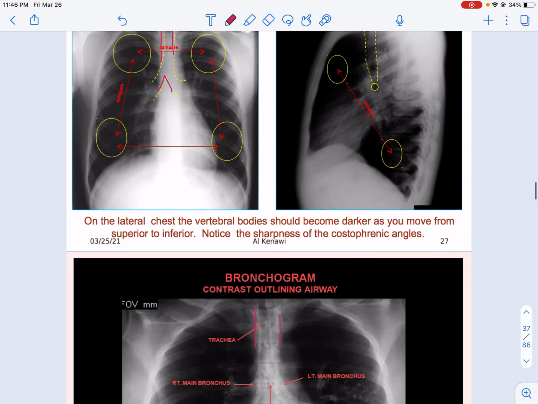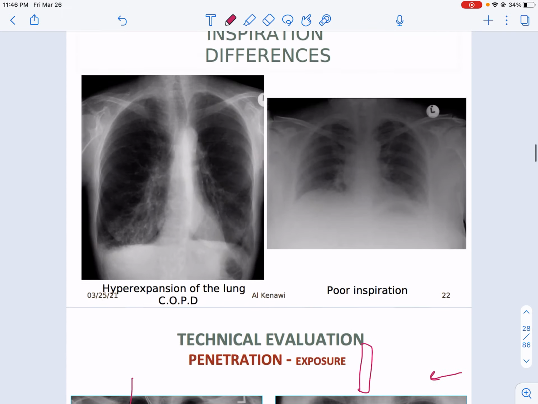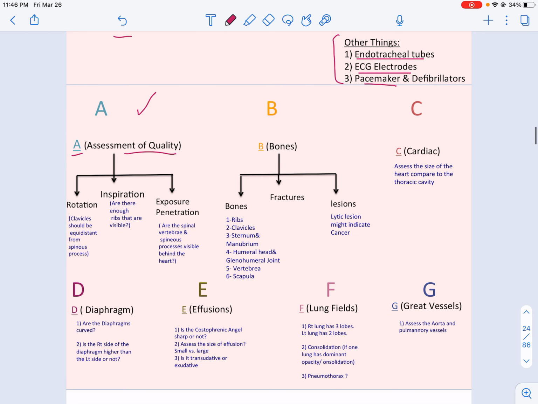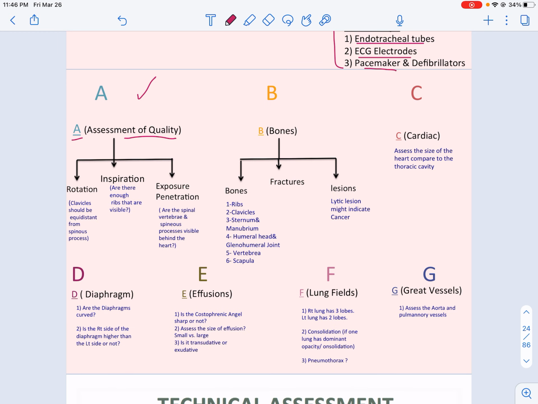I just want to go over this. I'll leave this to you to read because I don't want to overwhelm you with much information, but usually we ask ourselves for the second step about the bones, the bone fracture lesion, and for the third step the cardiac, and for the diaphragm, is it curved or not? If the diaphragm is not curved, it might be caused by COPD disease, or we need to know why.